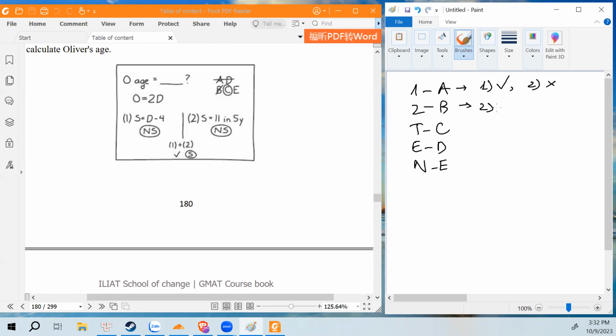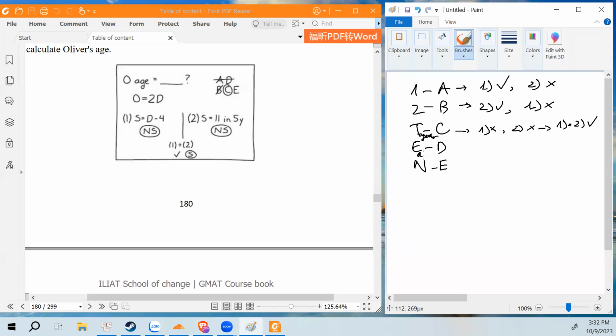It means that statement 2 alone is sufficient, statement 1 alone is not sufficient, which is what answer choice B says. T for together. For answer choice C, what does that mean? It means that 1 or 2 alone is not sufficient, but together they are sufficient.